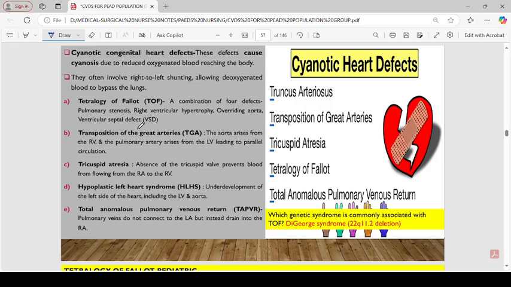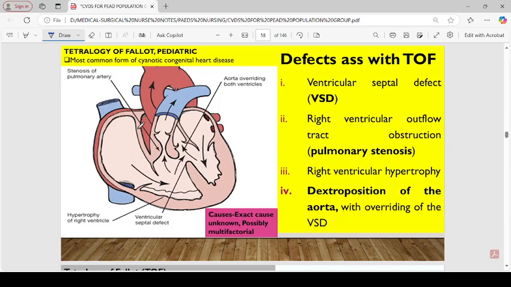You have the tetralogy of Fallot, transposition of great arteries, tricuspid atresia. You also have the total anomalous pulmonary venous return. I think the only condition without a T is now the hypoplastic left heart syndrome, right? Which refers to the underdevelopment of the left ventricular side. So starting with the most common cyanotic congenital disorder, and this is the tetralogy of Fallot.